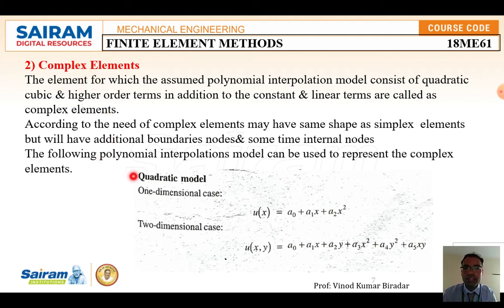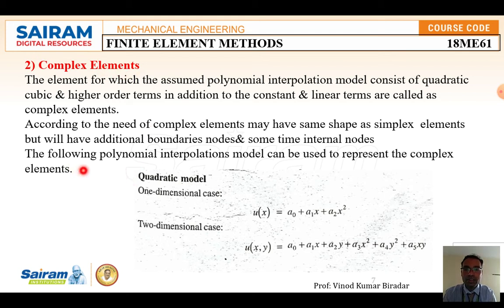According to the need, a complex element may have the same shape as a simplex element, but will have additional boundary nodes. This is a very important term. It is similar to the simplex element, but the difference is we have to add more nodes in that link or in that element. Such an element we are going to call a complex element.